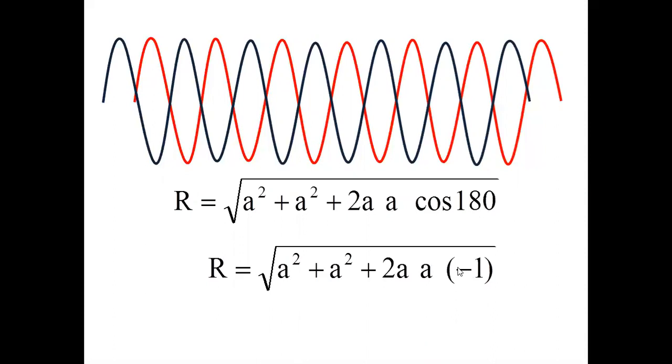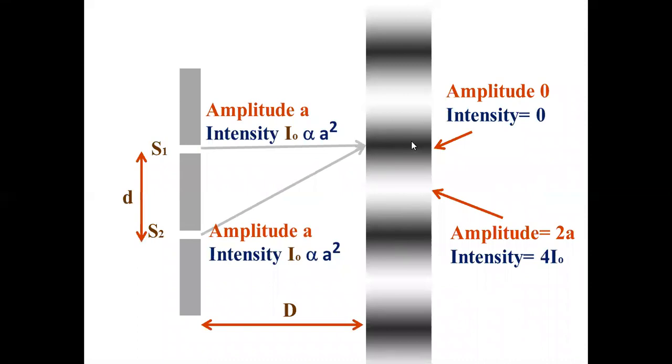No resultant wave at all. So that is the place here. Okay, I can move forward. This is the place where a wave traveling from here, the crest has fallen on the trough of this. This is the place where we get a dark fringe. Amplitude is 0, intensity is 0.